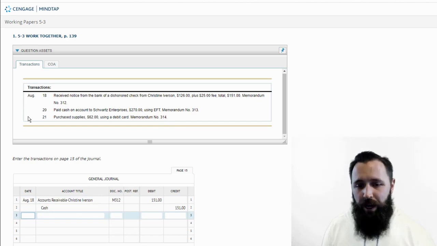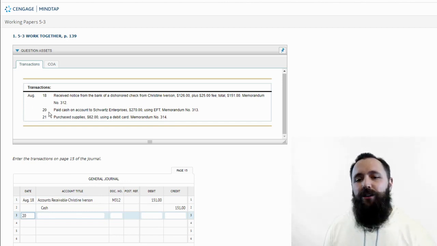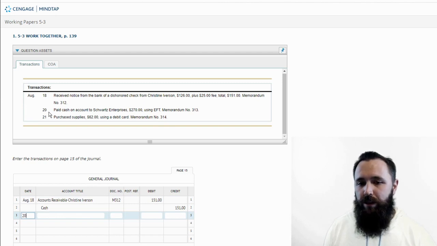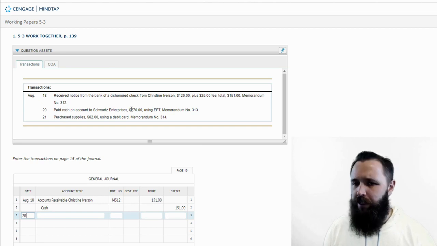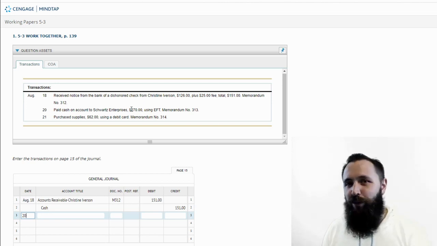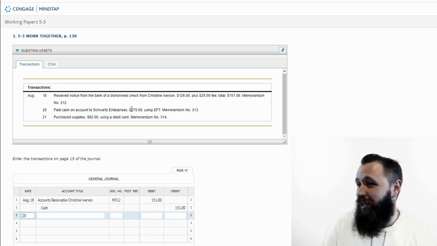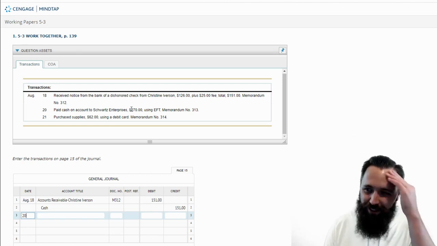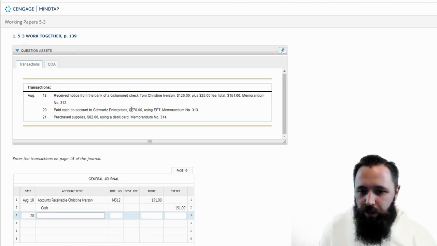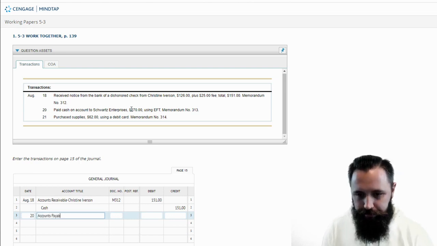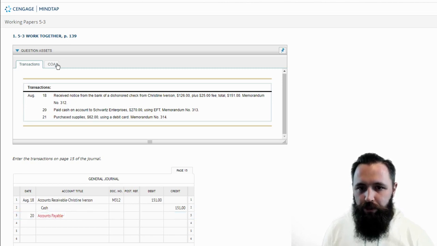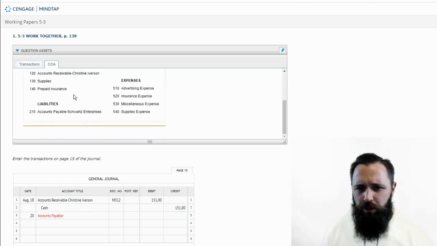All right, so moving on. Let's move on to the 20th. Paid cash on account to Schwartz Enterprises, $270 using an EFT. So really what we're doing here is we're just paying cash on account. It tells us that we're using electronic funds transfer, but does that really change anything? Not really. No, not really, okay? So let's jump in here, and we know that it's going to be our accounts payable. Let's just look. Schwartz Enterprises.